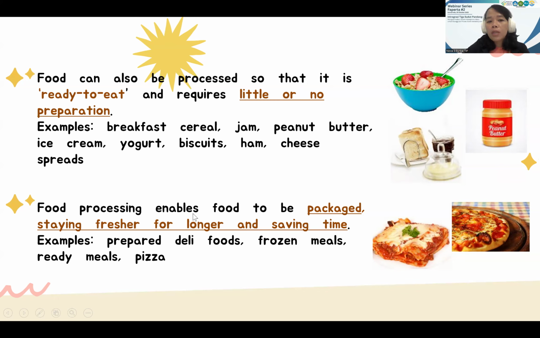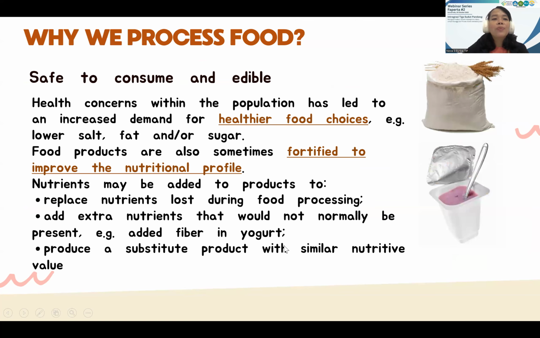Food processing enables food to be baked, stay fresher for longer, and save time. For example, preparing a daily food or frozen meal. We keep it in the freezer, and then we heat it in the microwave, and then we are ready to eat it. For example, like meals or pizza. While we process the food, of course, first we need to make sure it is safe to consume and edible.